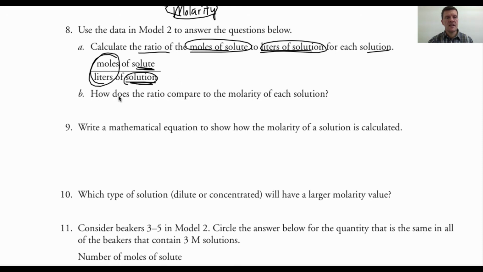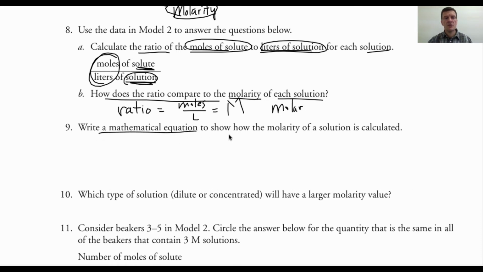We did all of this, and how does the ratio compare to the molarity of each solution? Well, that's exactly what we just found out. The ratio is moles per liter, and that's what molarity is, capital M, also called a molar. Write a mathematical equation to show how the molarity of a solution is calculated.